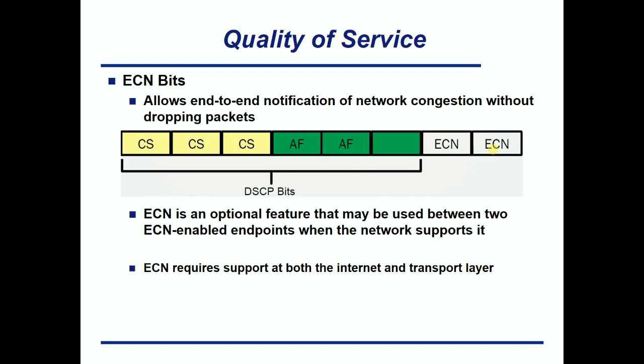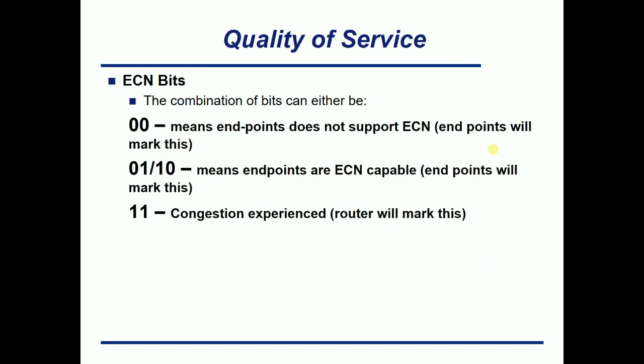Okay, so ECN is an optional feature that may be used between 2 ECN-enabled endpoints, also when the network supports it, and it requires support at both the internet and the transport layers. Now, since there's 2 bits, we could have 4 combinations. We could have 00, 01, 10, and then 11.